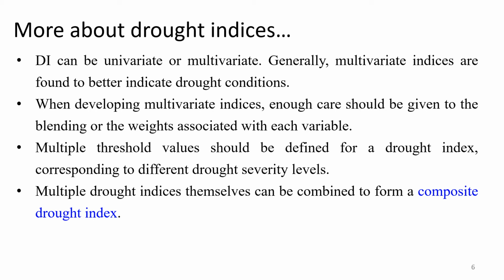When developing such multivariate indices, we should be careful how much weight to give to the different variables. That is, say I want to combine precipitation, soil moisture, groundwater level, and create a new drought index. Whenever I combine three variables, and these drought indices have a range between which they will vary, we have to give some sort of weights to these variables.